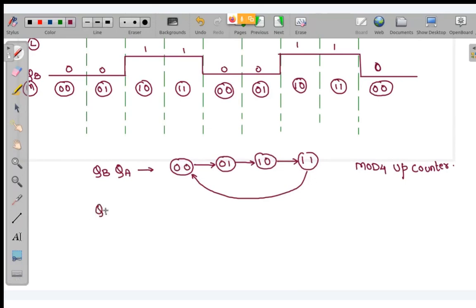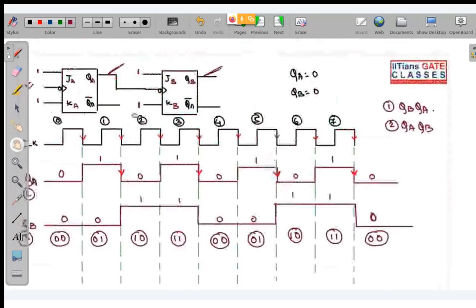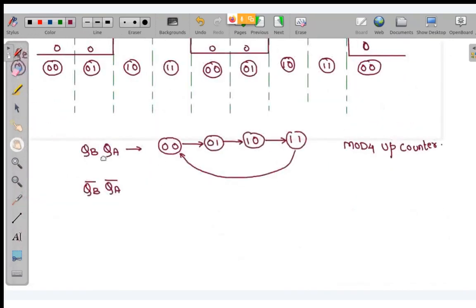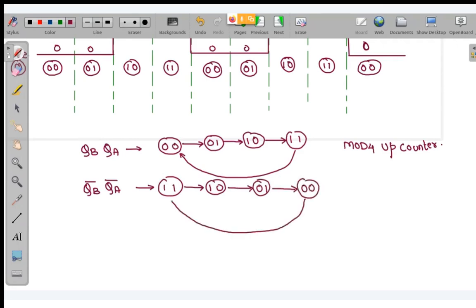But if you take output from QB complement, QA complement like this, from here, if you take your outputs, then what will you get? Simply the reverse state, meaning the complemented state. So the complemented state of 0,0 will be what? It will be 1,1. Then 0,1 will be 1,0. Next will be 0,1. Last will be 0,0. And again from 0,0 to 1,1.